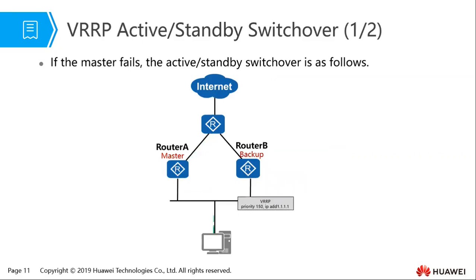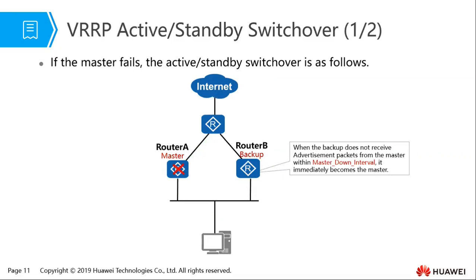So you see, periodically we are supposed to be sending the advertisement packets. Now, what if router A fails? When router A fails, the backup does not receive the advertisement packets from the master within the master down interval. So it actually immediately becomes the master, and therefore traffic is going to be sent via router B, and it's still going to be sending the advertisement packets.